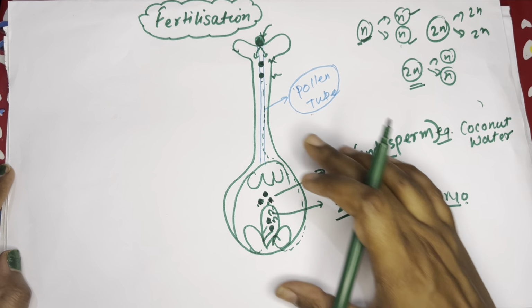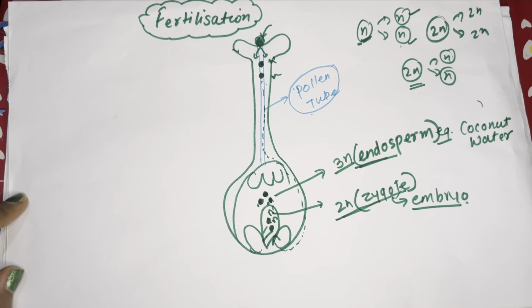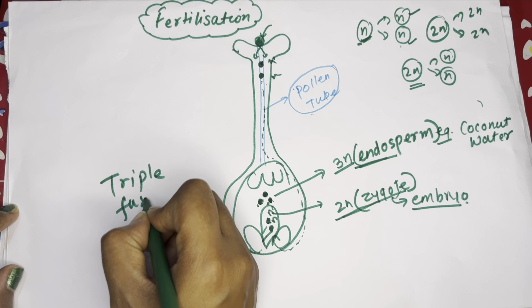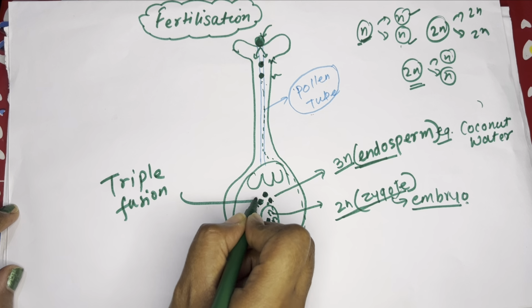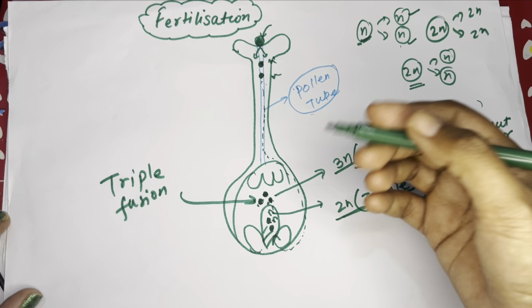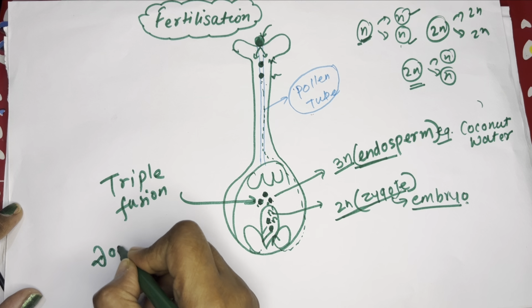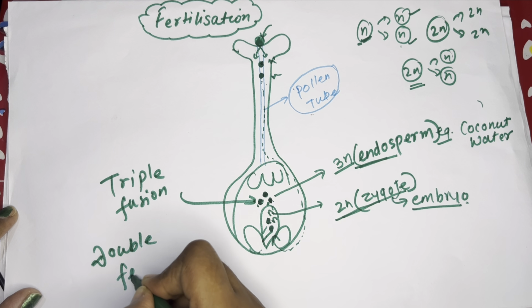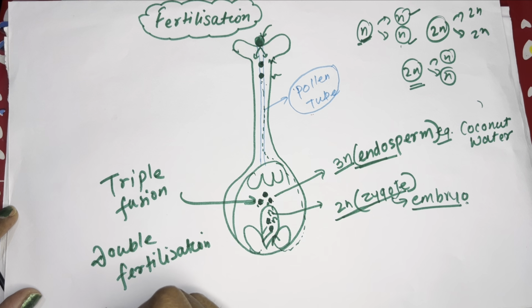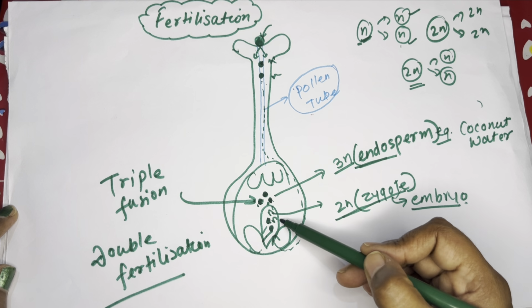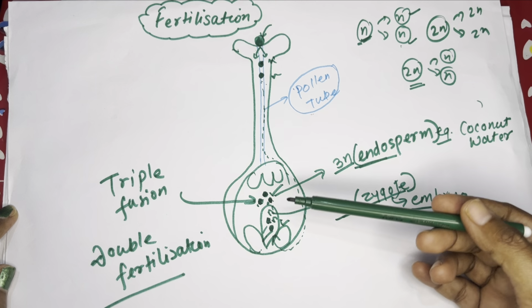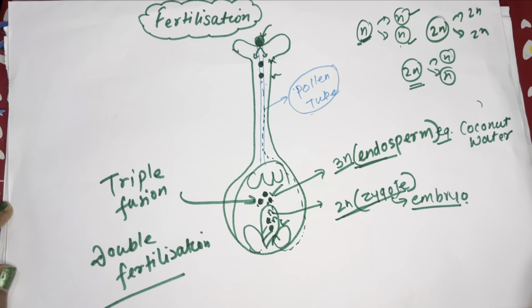So this particular stage is now called triple fusion. This part is called triple fusion because here 3N is formed. Another term is double fertilization. Why double fertilization? Because fertilization is doubled here. One fertilization is this one, another fertilization is this one. So this is called double fertilization, triple fusion in flowering plants.